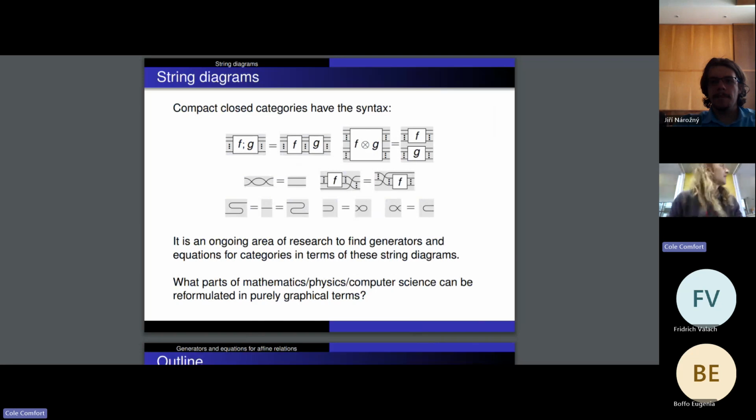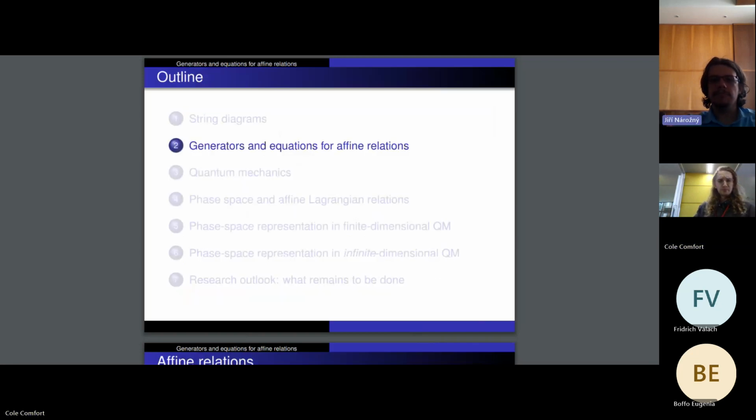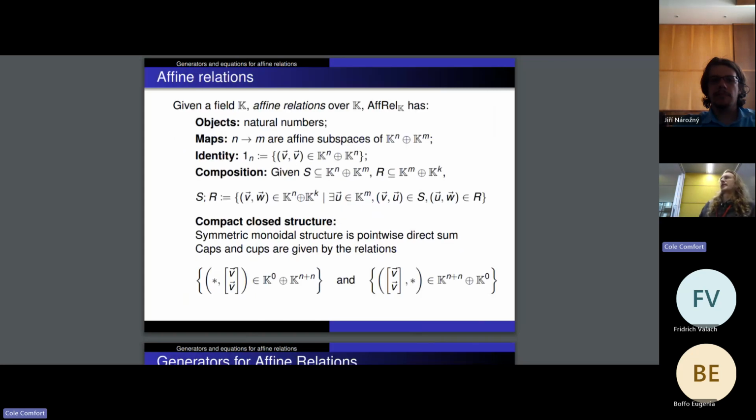And the general aesthetic of my research, the research of my co-authors, is how can we take things that are already known in computer science and in physics, and then reformulate them only using pictures in a completely formal, rigorous way. So the first thing that we're going to do is tackle how do you talk about linear algebra, and more specifically affine algebra, using only pictures.